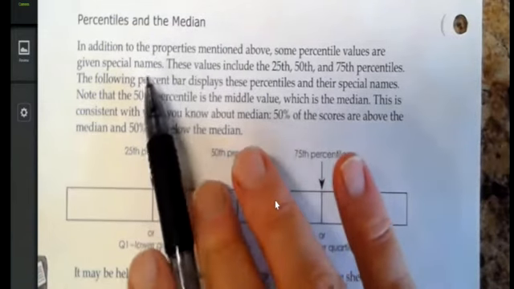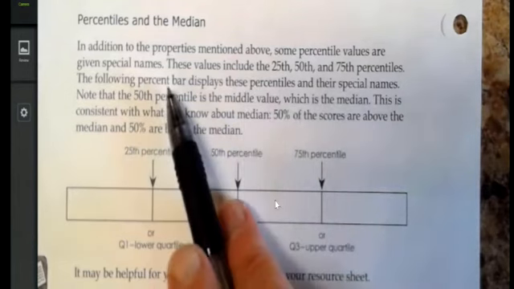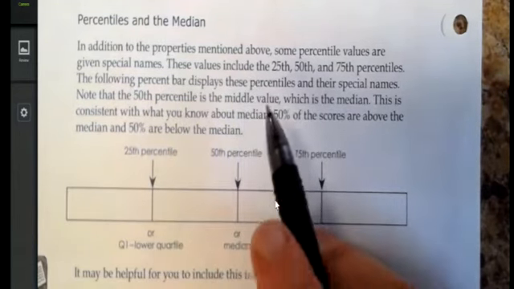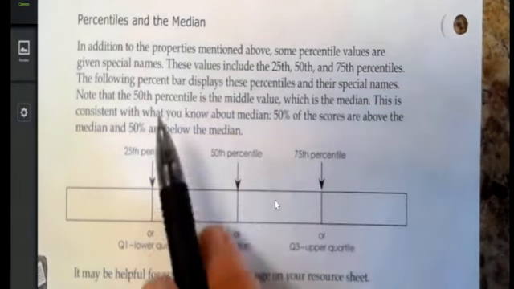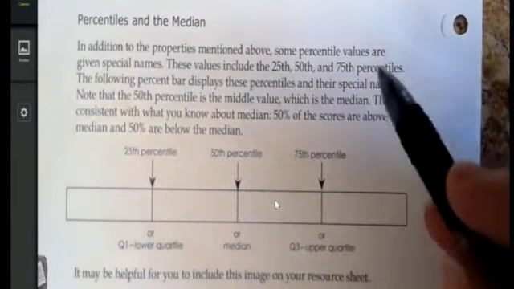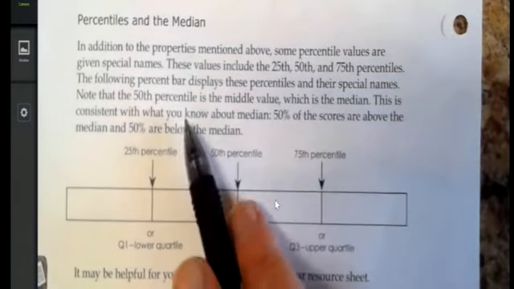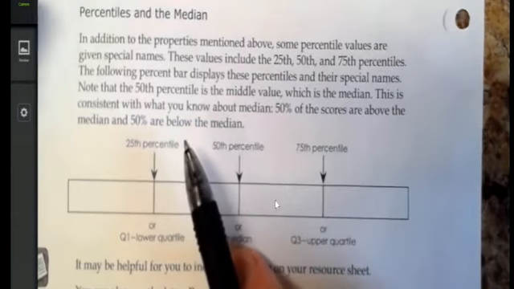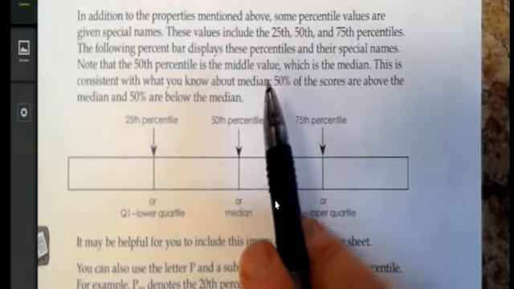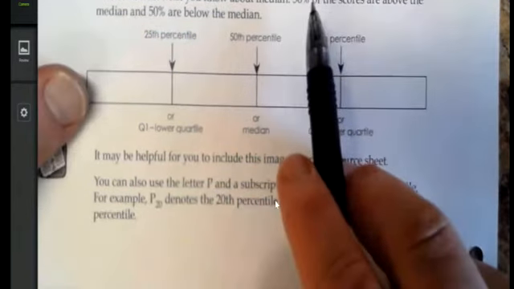Percentiles and the median. In addition to the properties mentioned above, some percentile values are given special names. These values include the 25th, 50th, and 75th percentiles. The following percent bar displays these percentiles and their special names. Note that the 50th percentile is the middle value, which is the median. This is consistent with what we know about the median: 50% of scores are above the median and 50% are below.